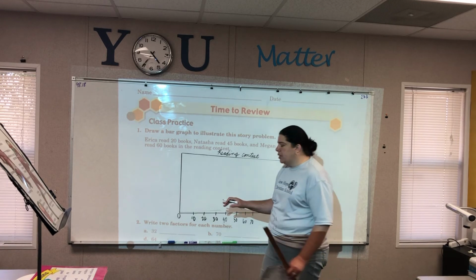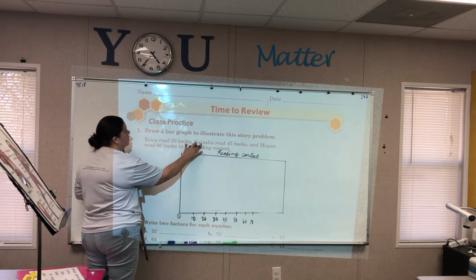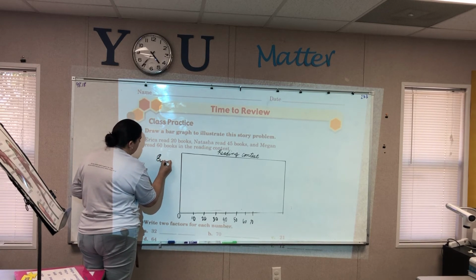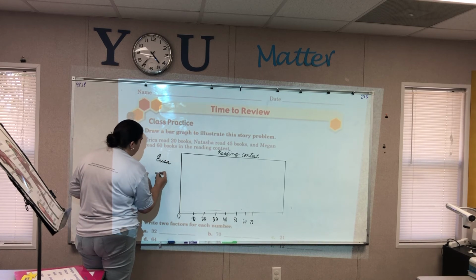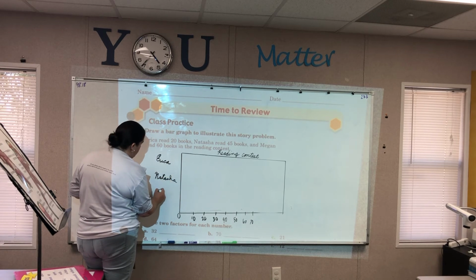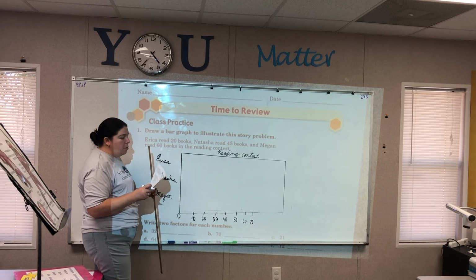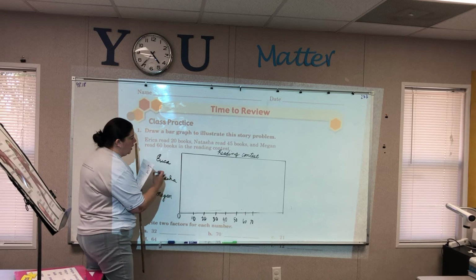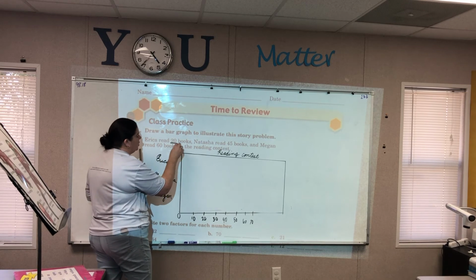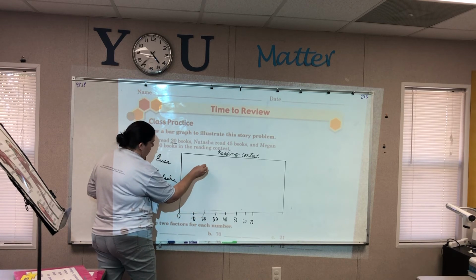And then on this side, we need to put our people. Who are we putting? We're putting Erica, Natasha, and Megan. So we'll start this way, going Erica, space it out, Natasha, and last one is Megan. Okay, now we're going to make a bar graph. We're going to go from left to right, and we're going to stop exactly where they say. So Erica has 20 books. We're going to stop at 20 and go from Erica to 20 right here.